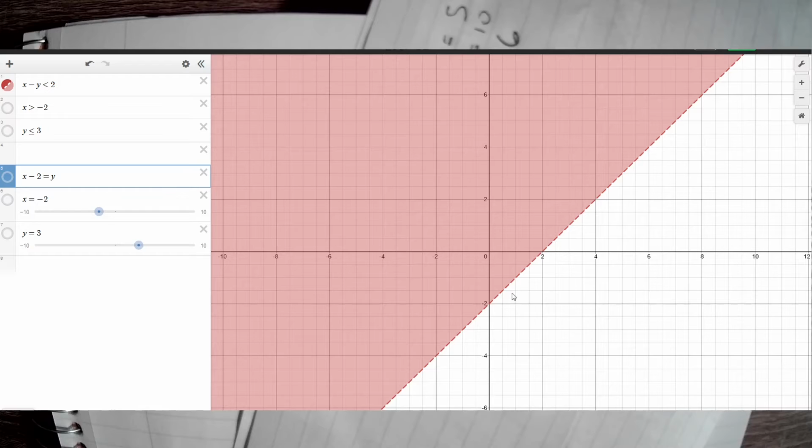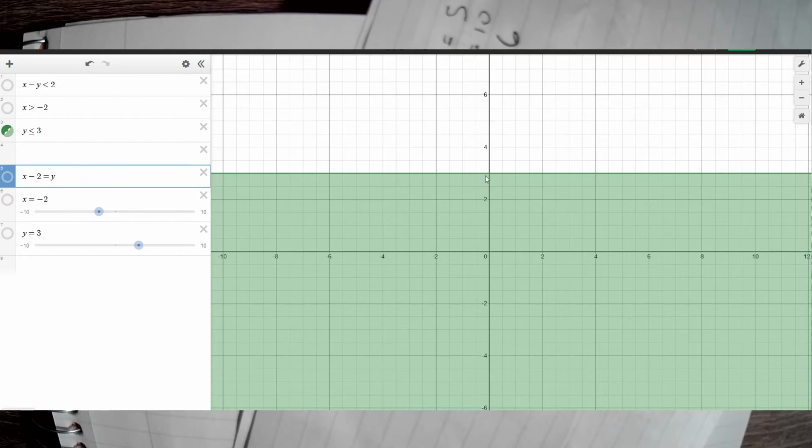Now, not all inequalities will have a dotted line. That corresponds to the specific symbol. In this case, we have a less than symbol, which is a dotted line, and a less than or equals to symbol, which would be a solid line. The dotted line just means that there are no solutions specifically on this line. They're all above it in the shaded region, where a less than or equals to symbol, like this, is a solid line because that means there are solutions on that line. So make sure you know what line corresponds to which inequality symbol.